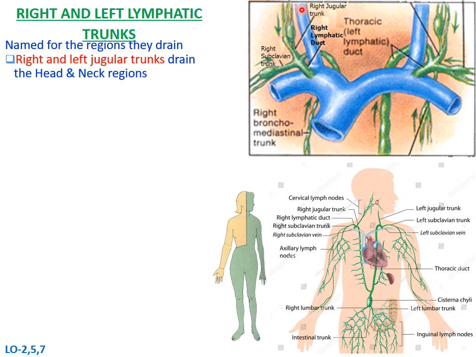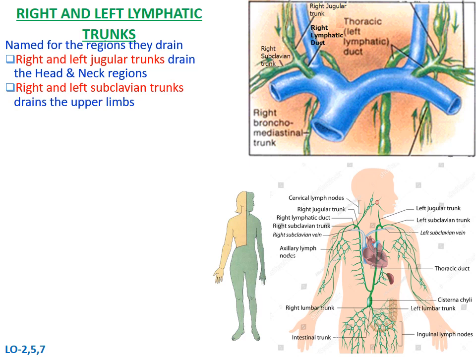Jugular is actually this internal jugular, it drains from the brain, all the veins from the brain. So it is coming from the head and neck region. So jugular, since it is associated with the jugular vein that drains the head and neck veins, this is the right jugular trunk, and here is the left jugular trunk, right? Just like the right internal jugular vein and the left internal jugular vein.